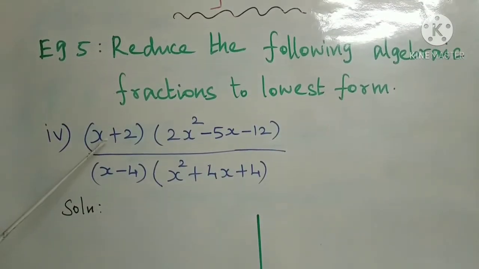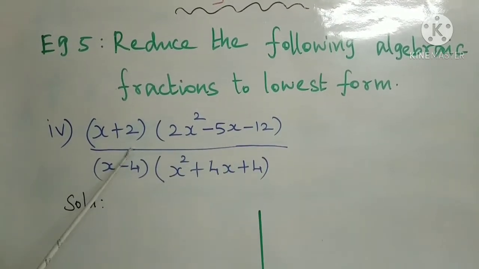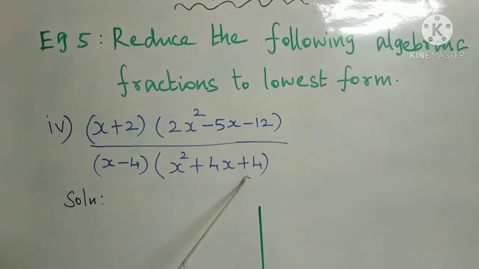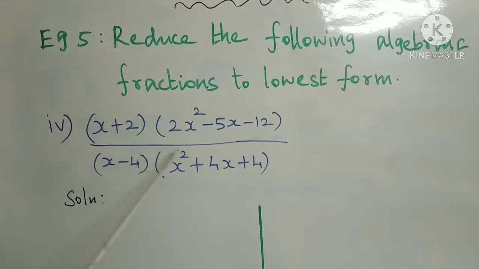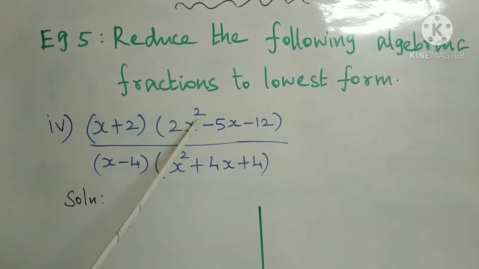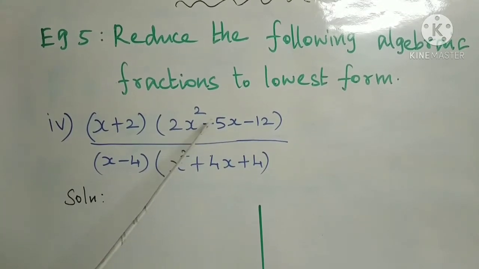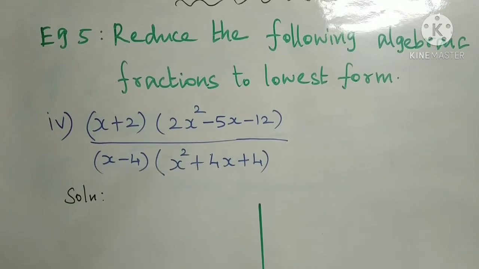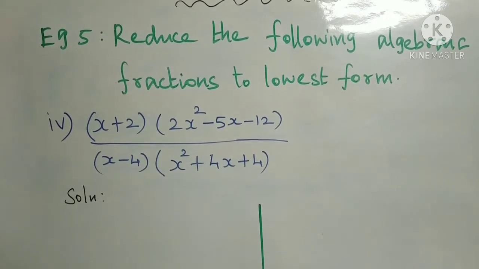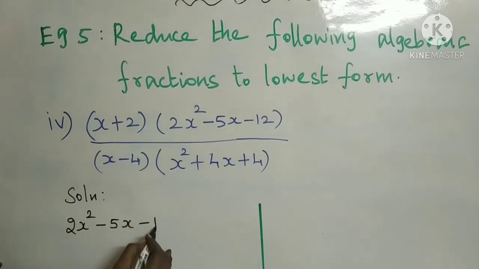Fourth subdivision, x plus 2 into 2x square minus 5x minus 12 divided by x minus 4 into x square plus 4x plus 4. So we need to reduce this fraction to lowest form. So here two quadratic polynomials are given. So first step, we have to factorize these two quadratic polynomials. So take the first polynomial. Here 2x square minus 5x minus 12.